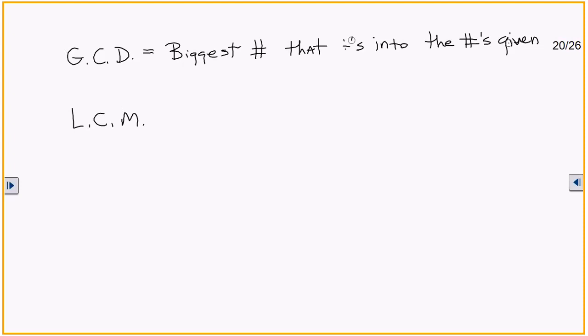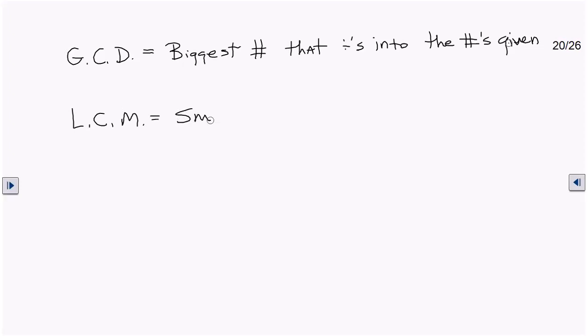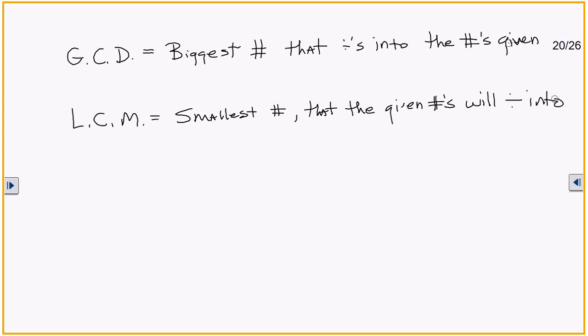Where the least common multiple is the smallest number that the given numbers will divide into. So your greatest common divisor is usually going to be the smallest number, and then the least common multiple is going to be your bigger number. So this is going to be a relatively small number.